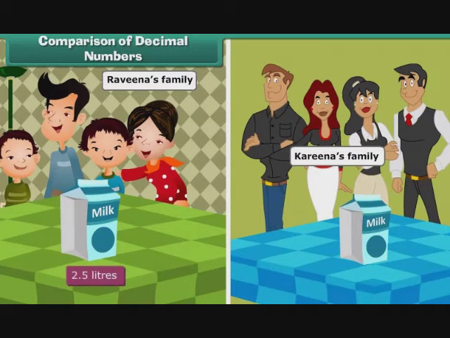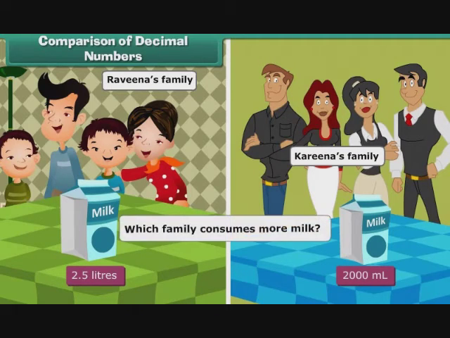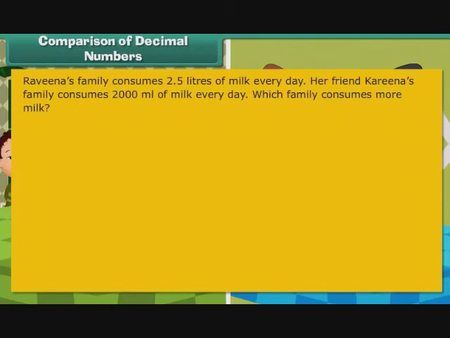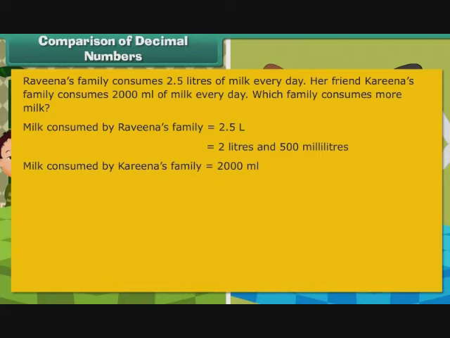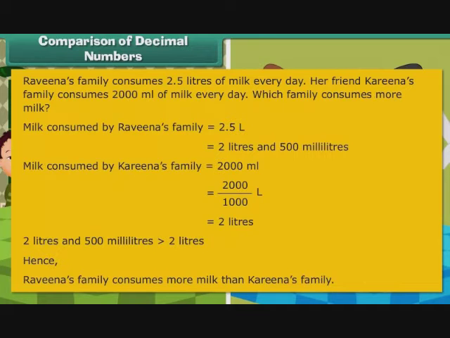Ravina's family consumes 2.5 liters of milk every day. Her friend Karina's family consumes 2000 milliliter of milk every day. Which family consumes more milk? Milk consumed by Ravina's family is equal to 2.5 liter. That is equal to 2 liters and 500 milliliters. Milk consumed by Karina's family is equal to 2000 milliliter. That is equal to 2000 by 1000 liter. That is equal to 2 liters. 2 liters and 500 milliliters is greater than 2 liters. Hence, Ravina's family consumes more milk than Karina's family.